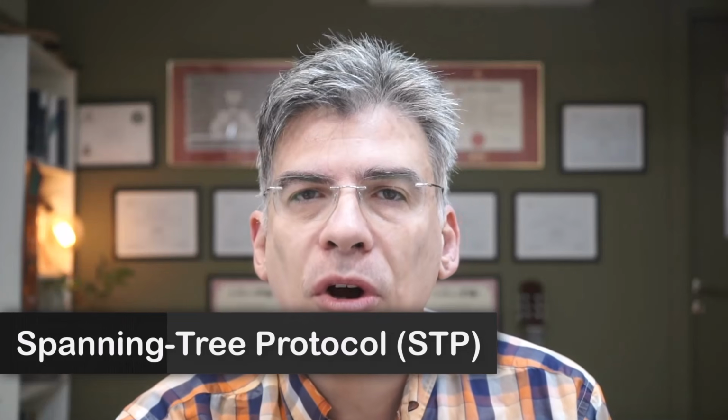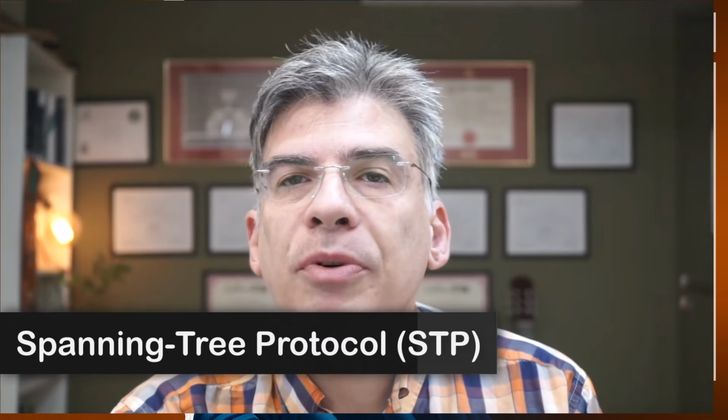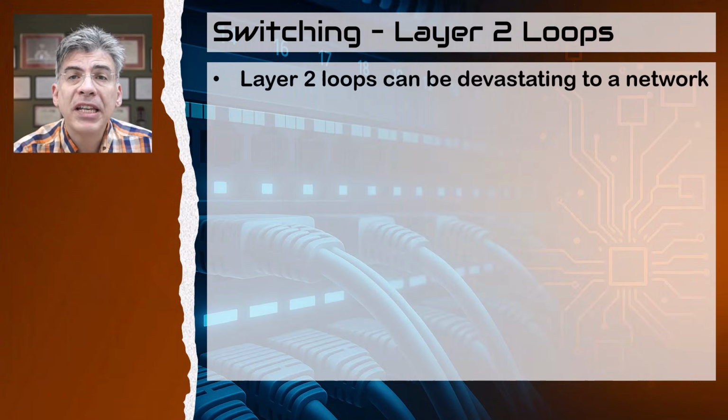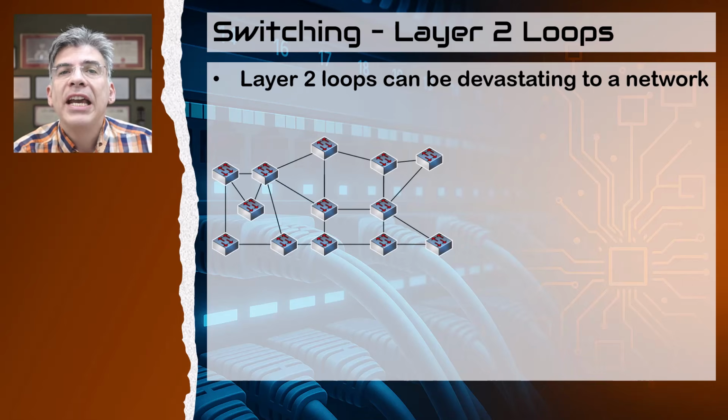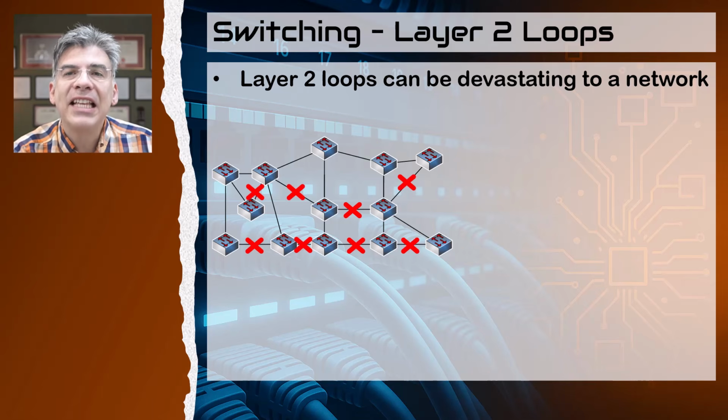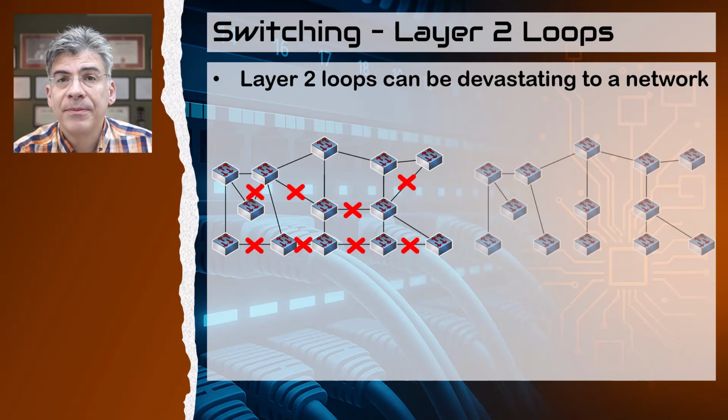Today we'll be simply explaining spanning tree protocol. As we saw in our previous video, layer 2 loops can be devastating for any network. One way to resolve layer 2 loops is to physically arrange the connections of your switches in such a way so that no layer 2 loops can form. To do that for this topology here, we would physically remove these links here to get this.